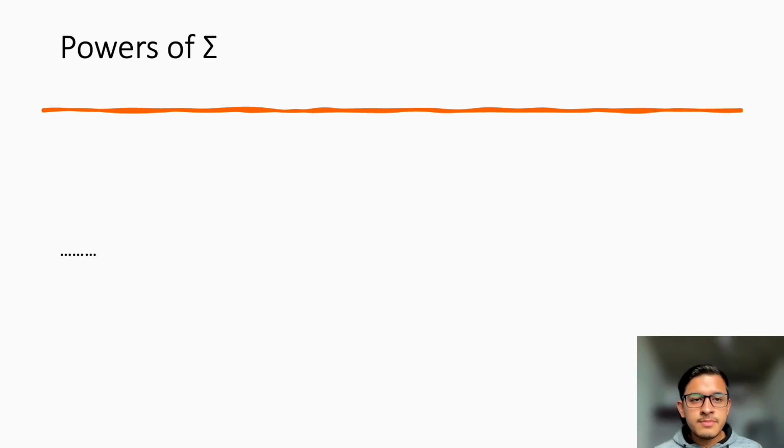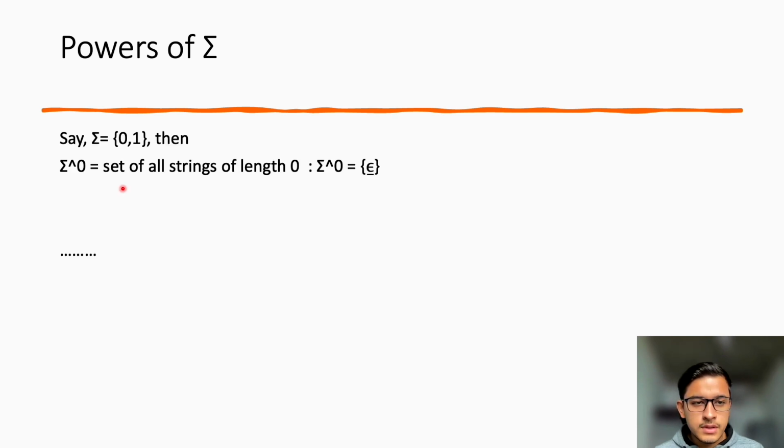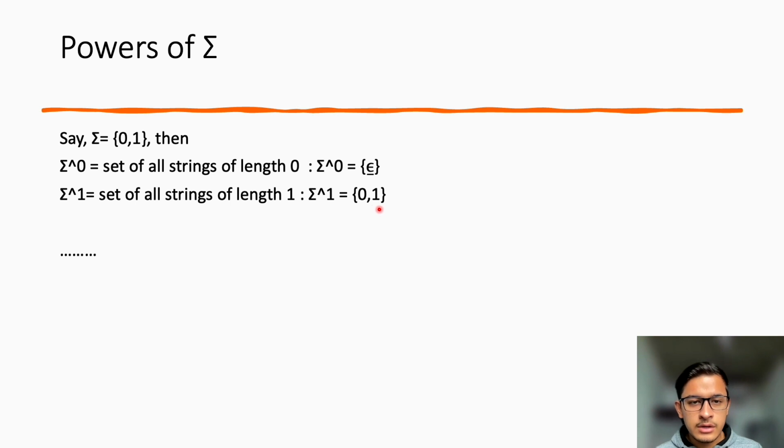The next one is powers of sigma. To understand this, let us take an example. Let's say sigma is {0, 1}. Then sigma to the power 0 is the set of all strings having length 0, that is sigma power 0 equals {epsilon}. This epsilon is here because the empty string is denoted by epsilon. The next one, sigma power 1, is the set of all strings having length 1, that is sigma power 1 equals {0, 1}. Here both 0 and 1 have length 1.